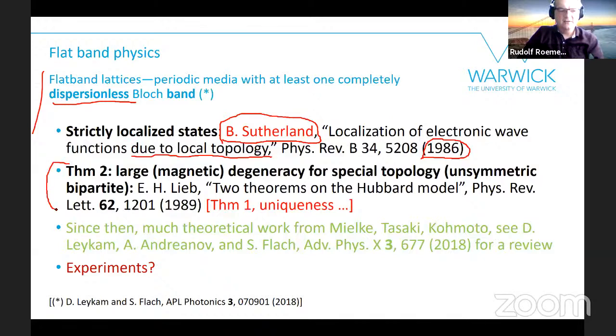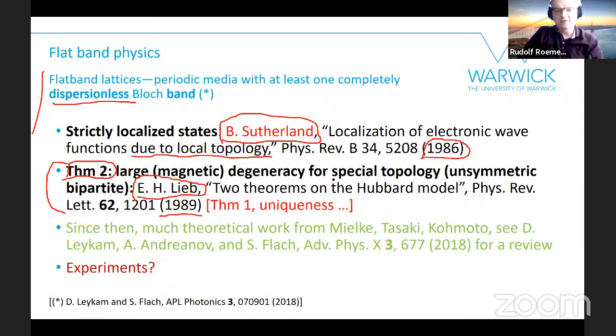because in my diploma thesis at the university in Berlin, I actually worked on a paper by Lieb. And Lieb, in a Physical Review Letter from 1989, had proposed two theorems on the Hubbard model. And in the second theorem, he gave an actual proof of the existence of large degeneracy for special topology in a certain Hubbard model. And that was in many ways one of the first proofs of a macroscopic magnetic state in these low-dimensional systems.